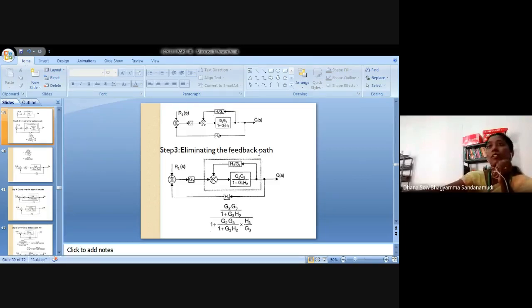Okay, so eliminating the feedback path in our next step, step number 3, eliminating the feedback path.